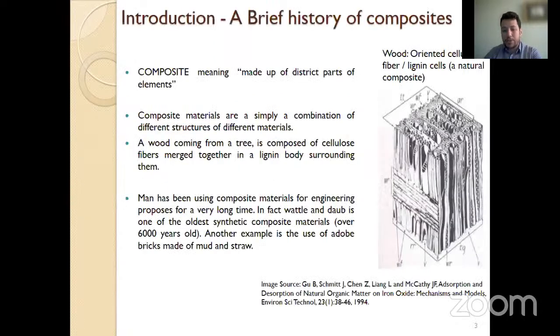As you know, composite means made up of distinct parts or elements. So composite materials are simply a combination of different structures, different materials. Wood coming from a tree is composed of cellulose fibers merged together in a lignin body surrounding them. Man has been using composite materials for engineering purposes for a very long time. In fact, wattle and daub is one of the oldest synthetic composite materials, over 6,000 years old. Another example is the use of adobe bricks made of mud and straw.